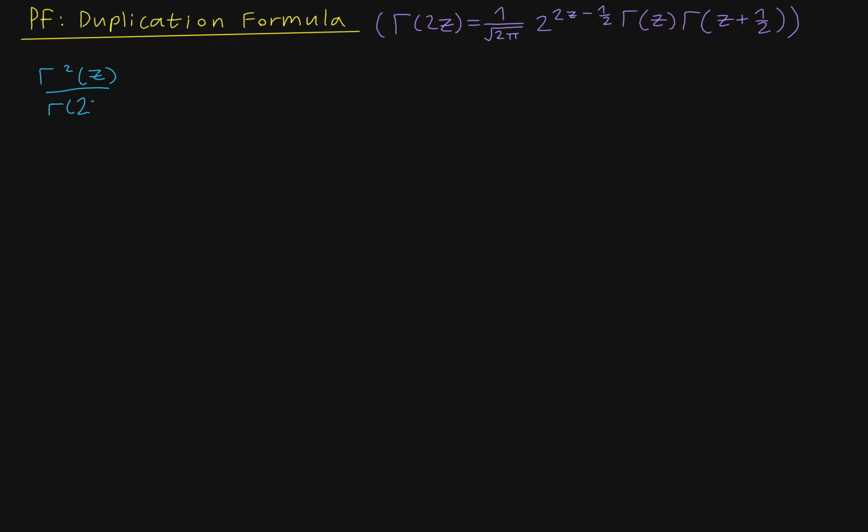over gamma of 2z. This is going to be equal to the integral from 0 to 1 of t to the z minus 1 times 1 minus t to the z minus 1 dt. And now we want to consider a substitution. So we're going to let u be equal to 2t minus 1, which also tells us that t is equal to 1 plus u over 2. And then du is just 2 dt, right?